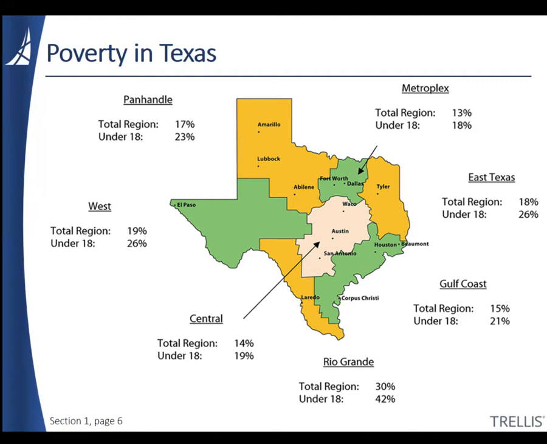Poverty rates in Texas vary widely by region. By a large margin, the Rio Grande region has the highest rates of overall and childhood poverty, at 30% and 42% respectively, at least 11 percentage points higher than any other region in Texas.